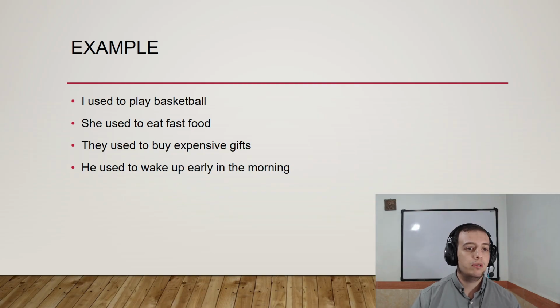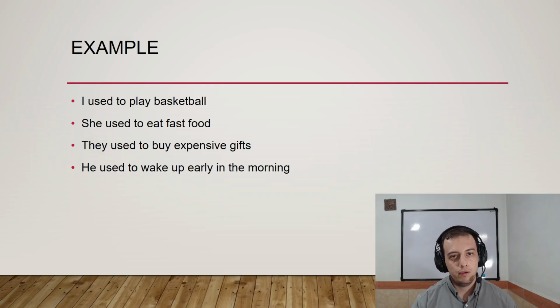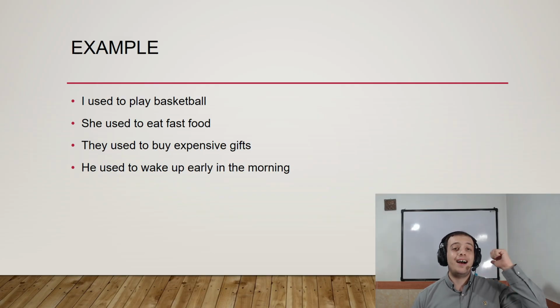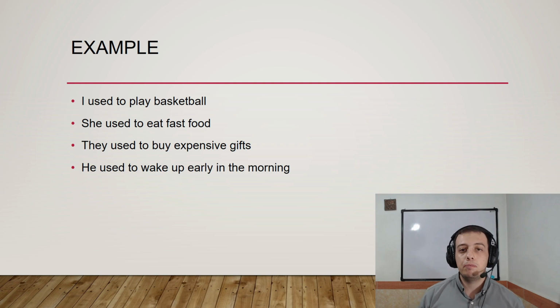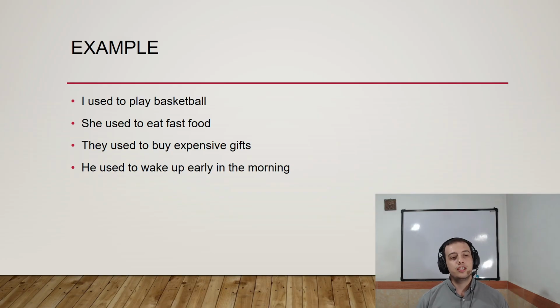All right, so look at these examples. For example, I used to play basketball. It means in the past I played basketball often, and now I don't play basketball anymore. And the second one says, she used to eat fast food. Again, in the past. And they used to buy expensive gifts.